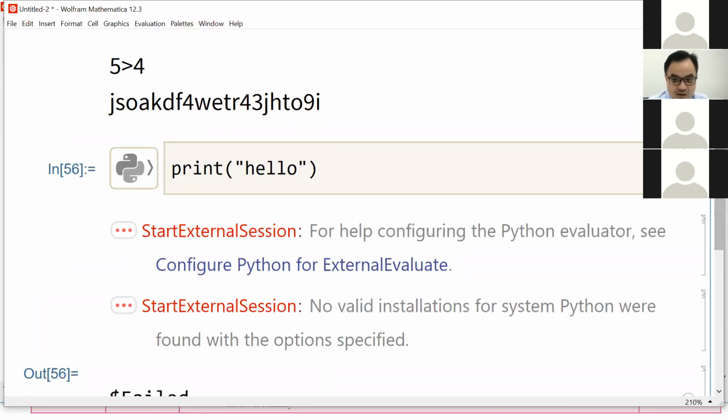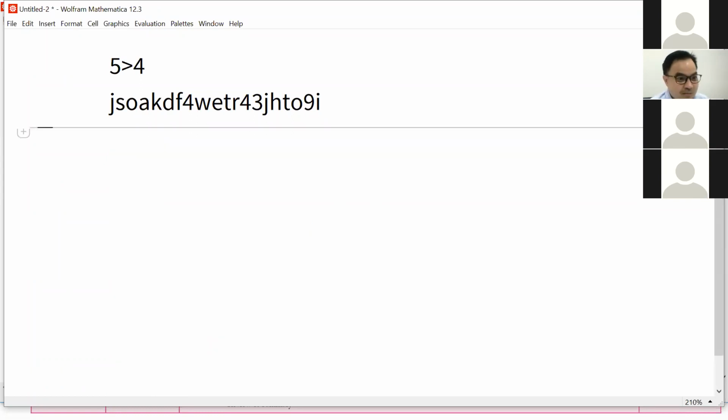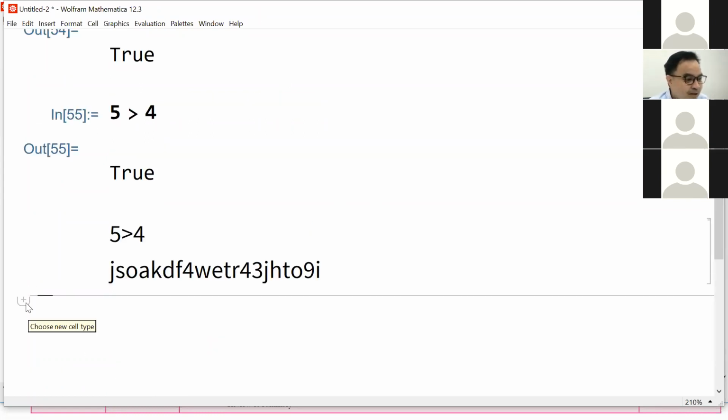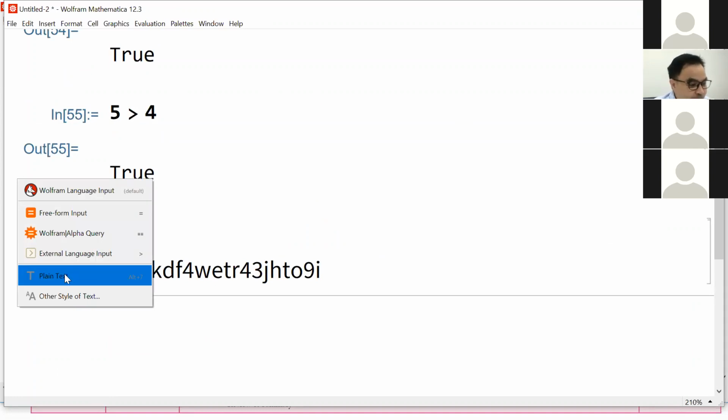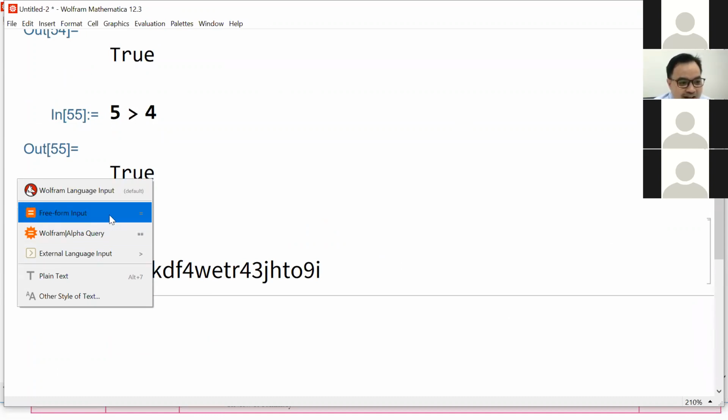Oops. Oh, I haven't specified that when I use Python. Never mind. Sorry. Okay, so forget this for now. Okay, this is plain text. This is this. Now, these two things are quite interesting. I'm going to talk about it later. Free-form input is an AI way of doing this.